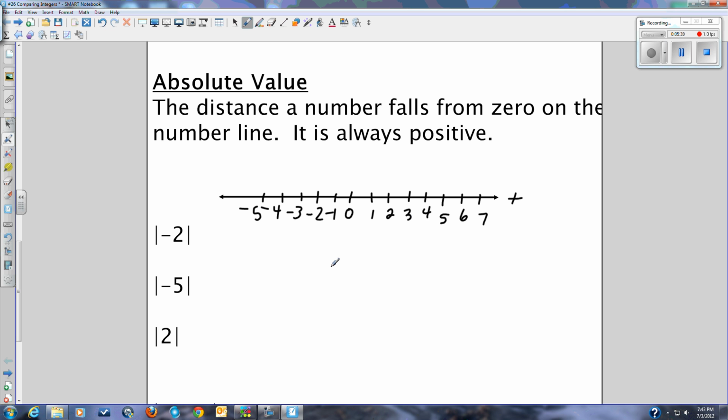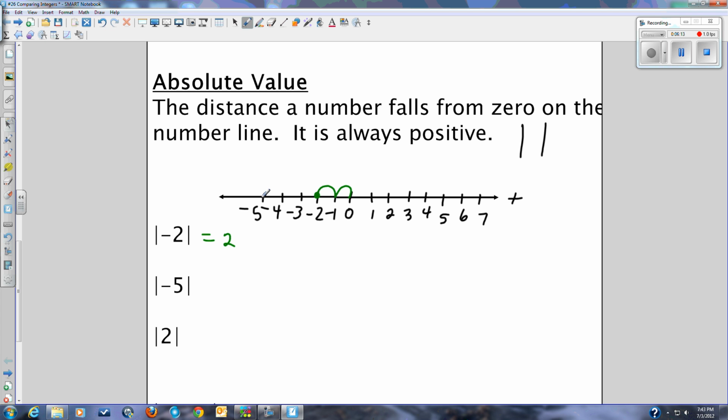All right, so if I want to find the absolute value of negative 2, and these lines here, which are parallel to one another, and that wrap around our number are the symbol we use for absolute value. There's your symbol. So the absolute value of negative 2 is how far negative 2 falls from 0. Well, here's negative 2. How many spaces is it away from 0? It's 1, 2. So the absolute value of negative 2 is positive 2.